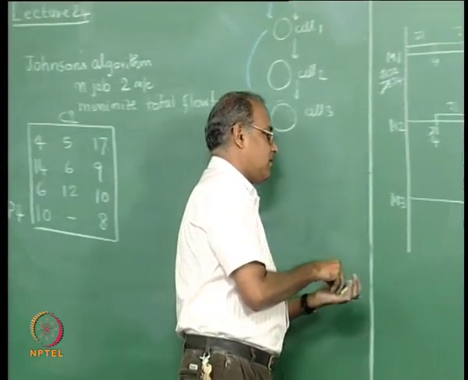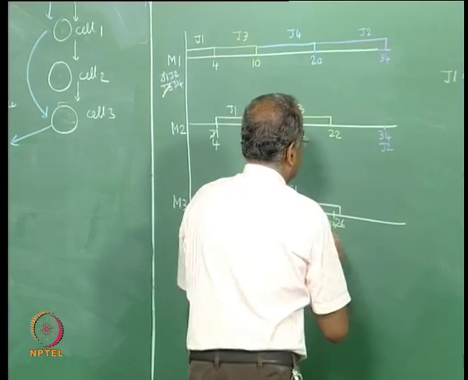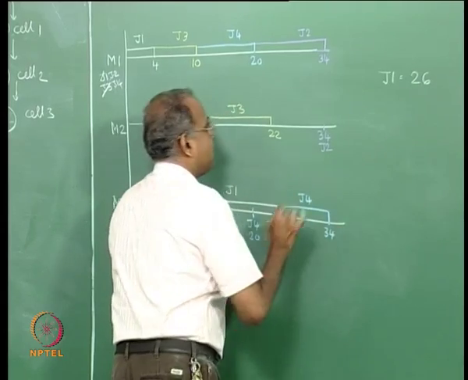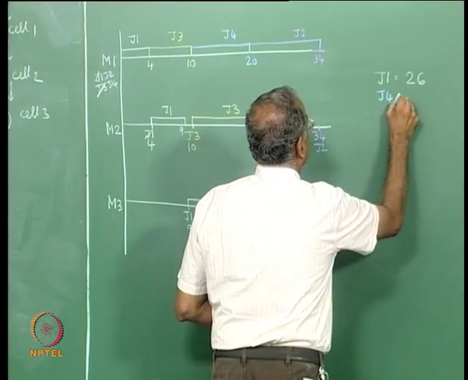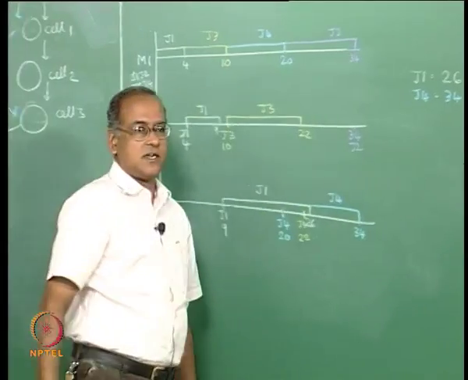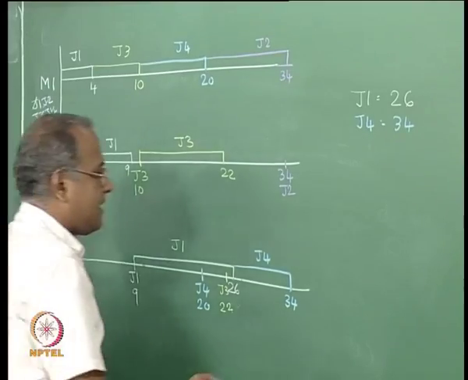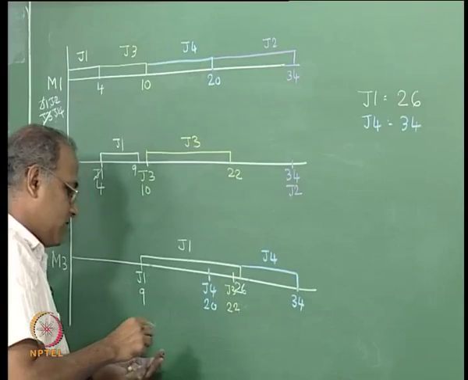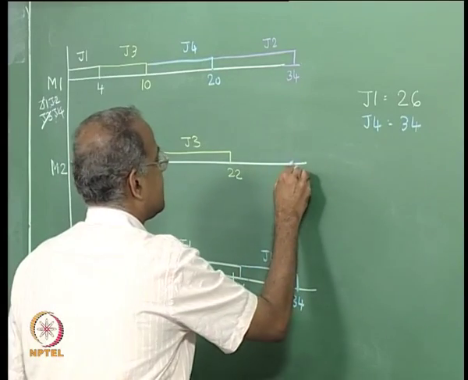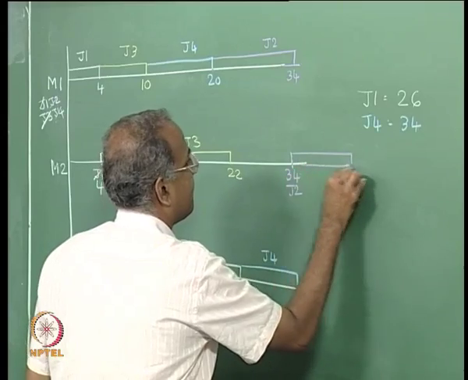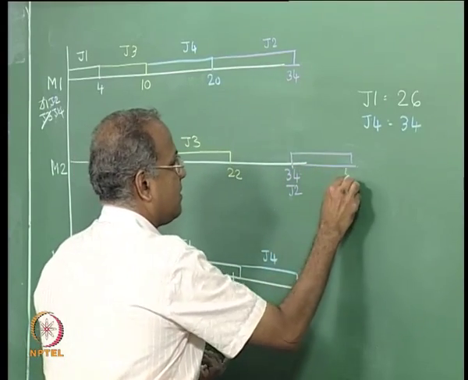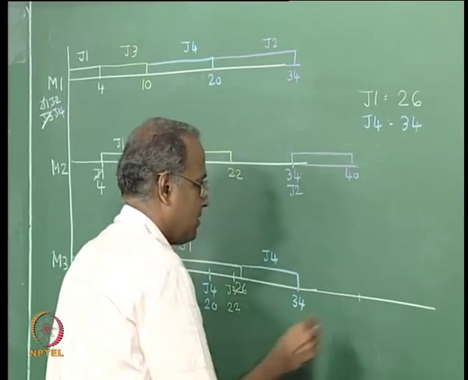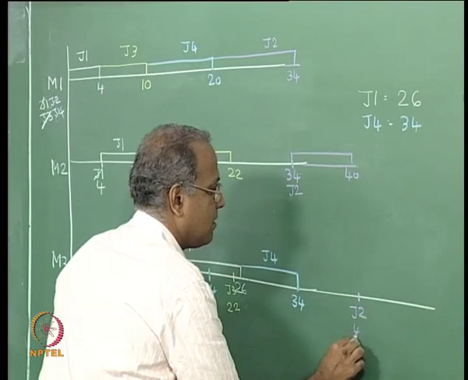So, J4 comes now. So, J4 starts at 26, finishes at 34. So, now again we are here at time equal to 34, J2 is available at time equal to 34 here. So, J2 on M2 is another 6, which is 40. So, at 40 J2 comes in.